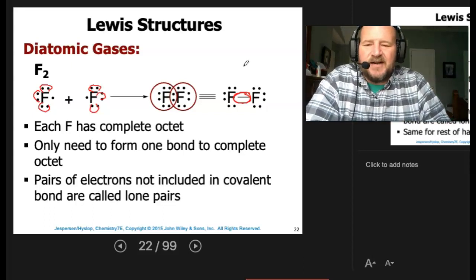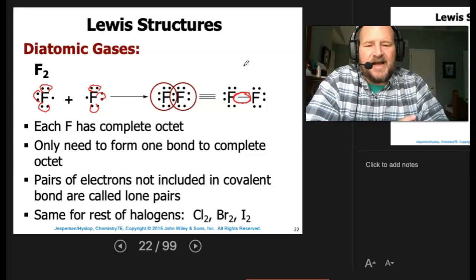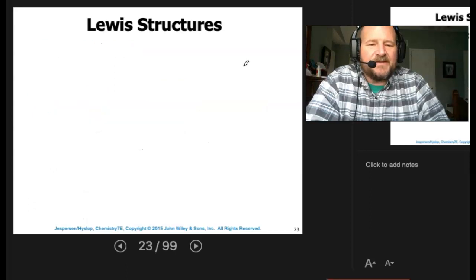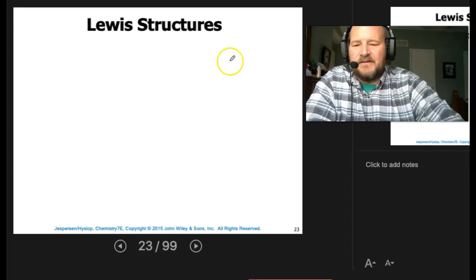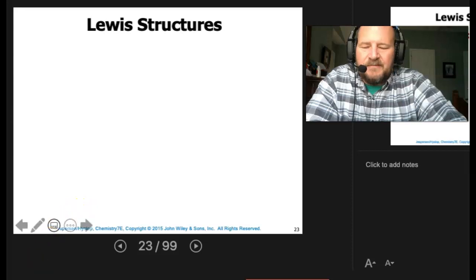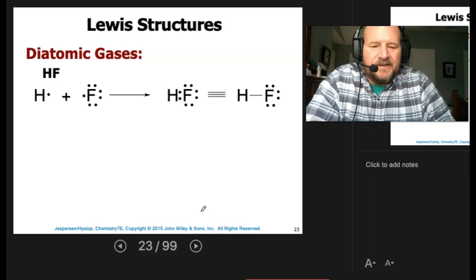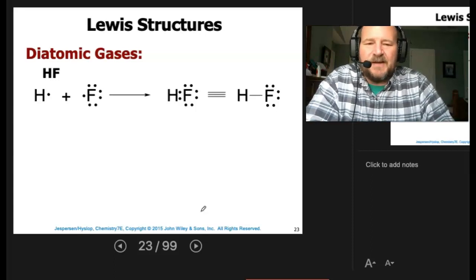Pairs of electrons not included in covalent bonds, again, are called lone pairs. Now we could do the rest of the halogens this way if we wanted. In fact, I'll ask you to do that on your own and practice and make sure you can come up with this and see how that fits together. All right, I think we'll pause here. We'll pick up with doing some more structures. And then actually, we'll go ahead and finish up. We have just a little bit left here before we get to your turn, and then we'll call it a stop there. So it's only about a minute away.